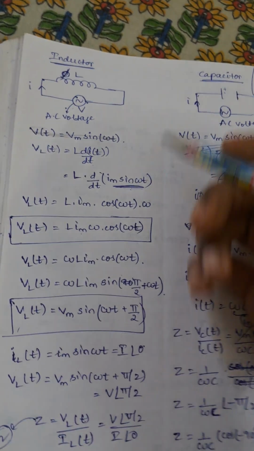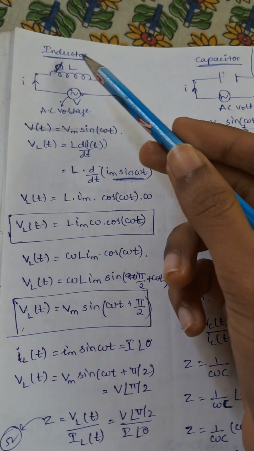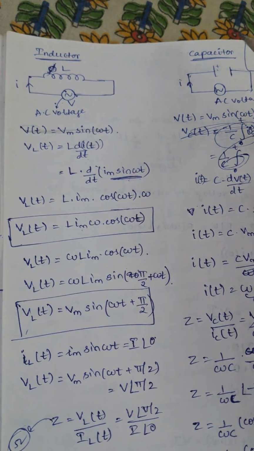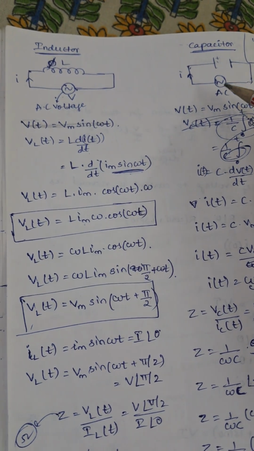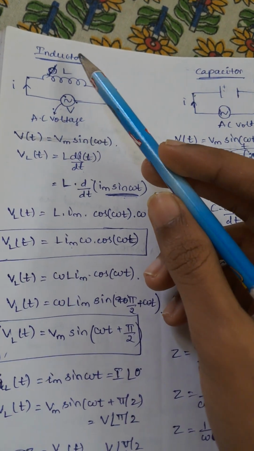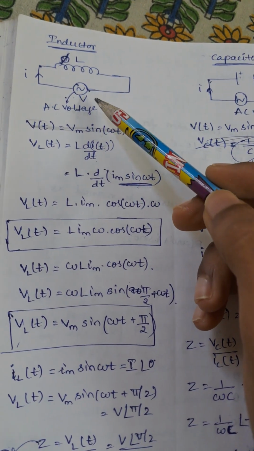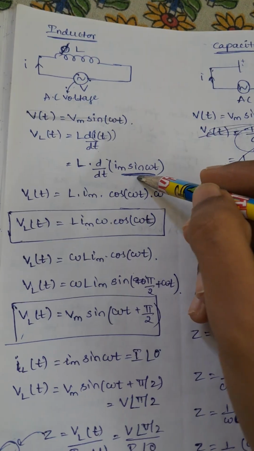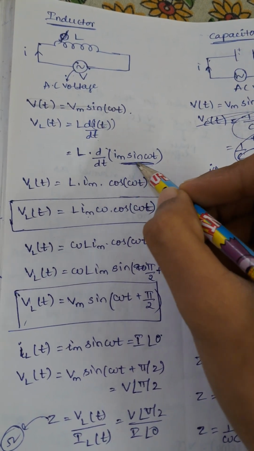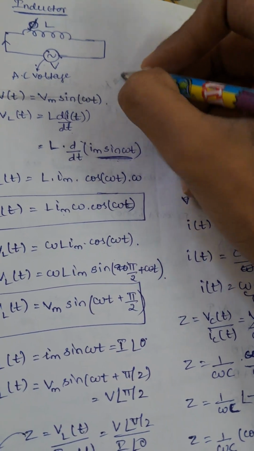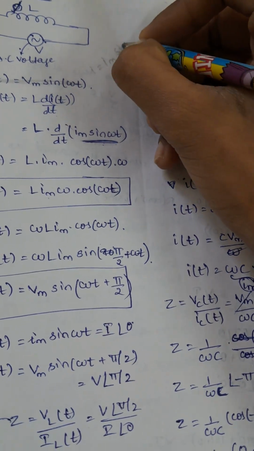Hey everyone, here is the difference between an inductor excited with AC voltage and a capacitor excited with AC voltage. First case, when the inductor is excited with AC voltage, let's consider current as a reference. So i is equal to Im sine of omega t.